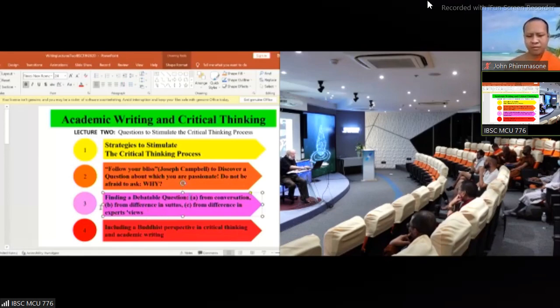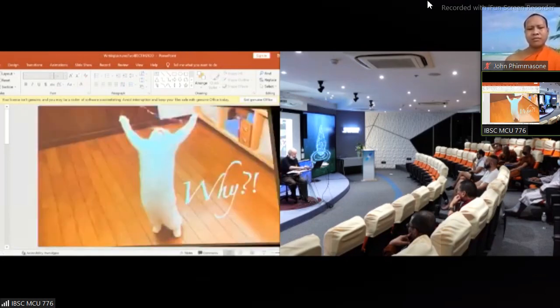And fourth thing here in this lecture 2 is including a Buddhist perspective in critical thinking and academic writing. I had been doing these lectures for a couple of years, and I was struggling with this fourth point. And then Dr. Hamsa gave a lecture of his own, which I think I referenced here at the end. Let me see if it's there, in which he tackled this question.